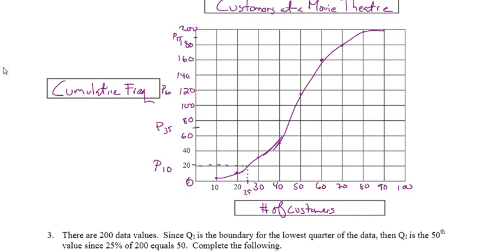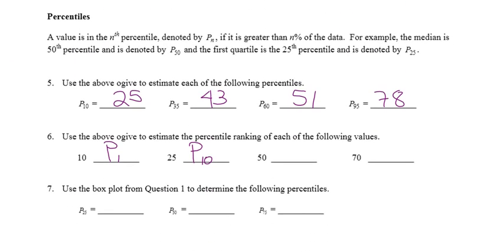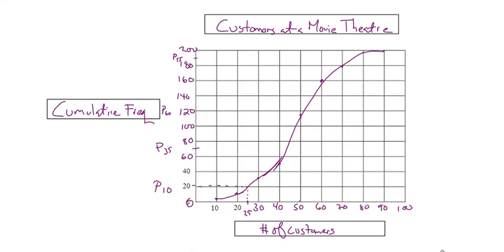50. Number of customers. 50 comes out to about 110. Or is it a little bit higher? Maybe it's the point that they told us, 114. And what percentile would that be? P57. And 70, to 180, so P90.